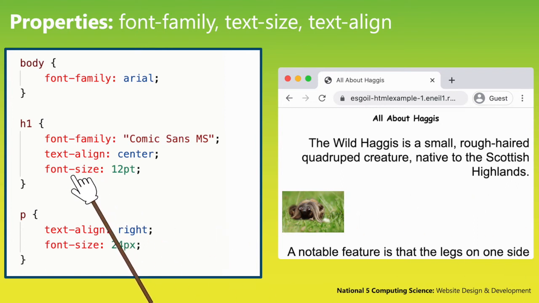We can also change the font size by either using points or pixels. Doesn't really matter which one you use, but try and be consistent. You'll notice that my heading is 12 points and my paragraph is 24 pixels. And they're slightly different units, so pick one and go for it. Microsoft Word, Microsoft PowerPoint and applications like those use points, so that's probably the size that you're most familiar with.